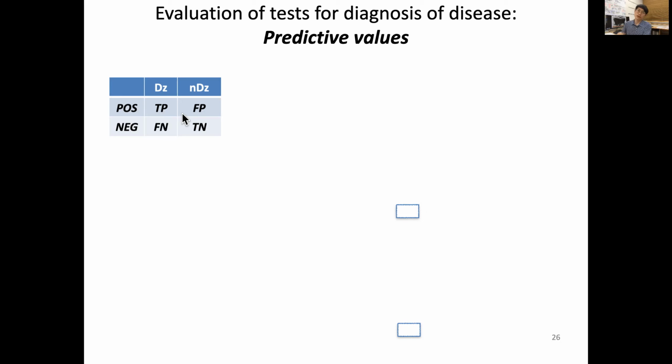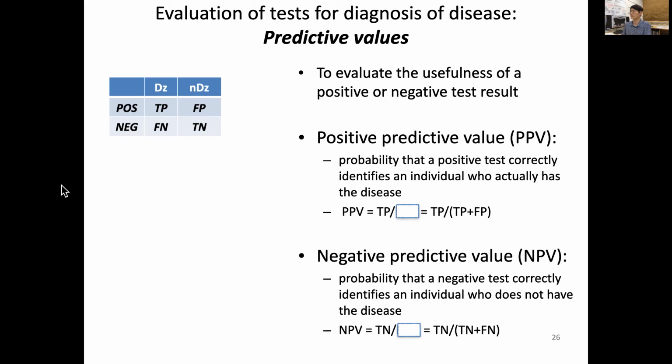Definition-wise, it's not too difficult. The purpose of the predictive value is to evaluate the usefulness of a positive or negative test result, which is very close to what we feel: I've got a positive test result, so have I really got the disease? Or I have got a negative test result, how safe should I feel, how free from the disease?